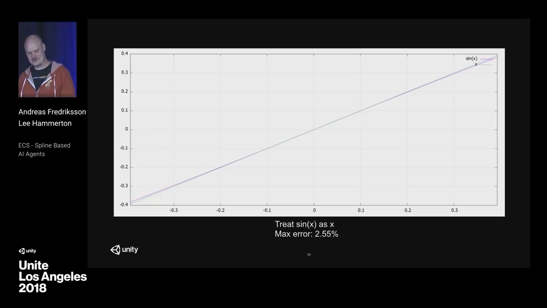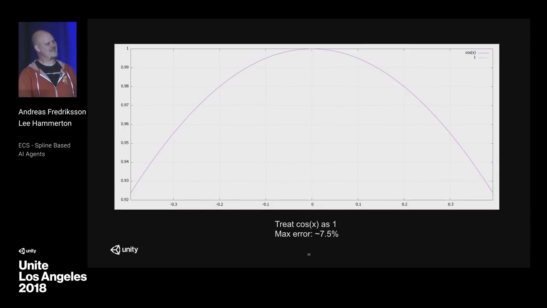Here's the one that you may have more trouble with. Cosine of x is 1. 7.5% error. Does it really matter? I couldn't tell the difference. Demo looks pretty good.